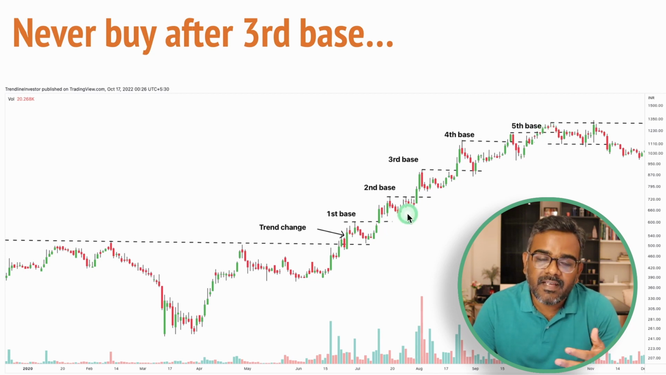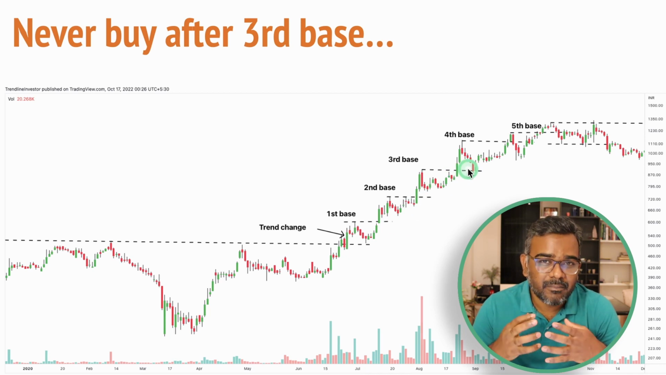Right now, never ever buy a stock after the third base, because the stock is already extended. For example, the stock has gone up from 460 levels to almost 900 levels over here. Now, if you're going to buy a stock which is already up 70-80%, then the chances of you making money are less, right? So do not buy a stock after the third base.